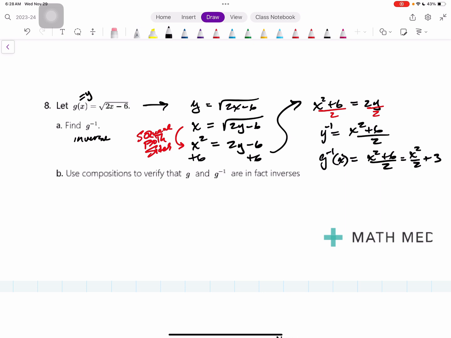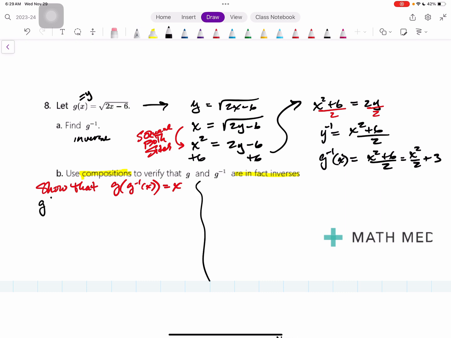All right, now use compositions right here to verify that G and G inverse are in fact inverses. Okay, so here we go. I have to show that G of G inverse of x equals x. And then I have to do it the other way around as well.